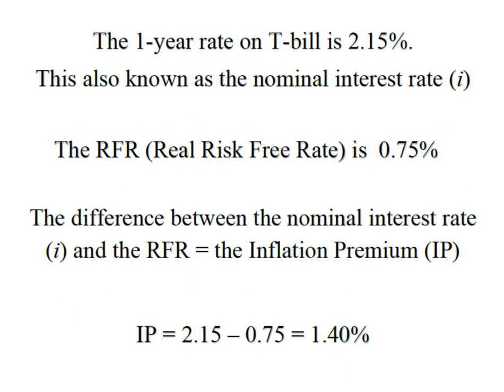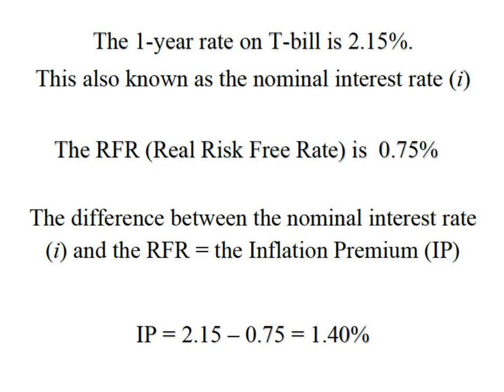So, for example, if the one-year rate on T-bills is 2.15%, then we know that this is referred to as the nominal interest rate, often represented by the small letter i. The real risk-free rate is 0.75%. This real risk-free rate is the rate that investors would hold an asset at if inflation was at 0%.